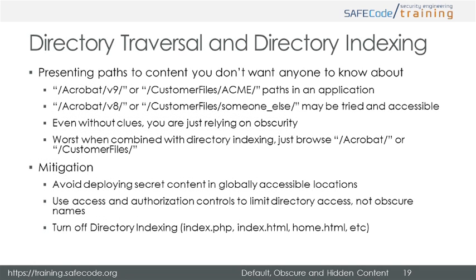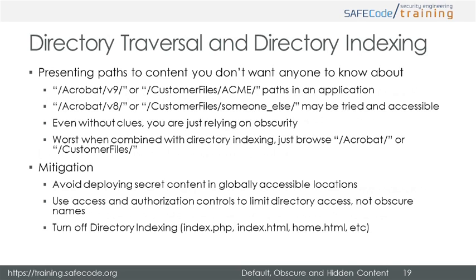If paths are visible to users and access and authorization controls are not implemented properly, then traversing paths may be possible. For web applications, if an index file is available in a web content directory, then directory indexing is possible. How can you mitigate this? Do not store secret content in globally accessible locations.